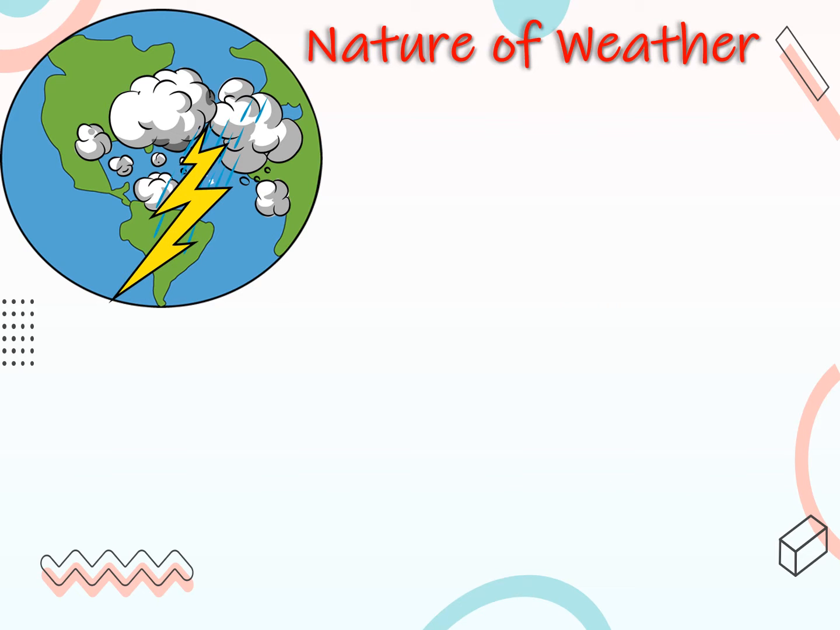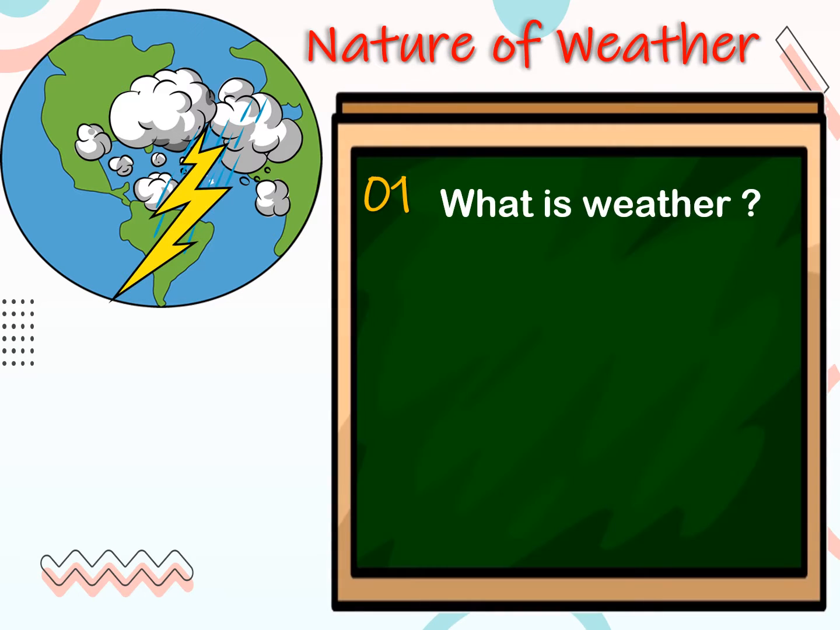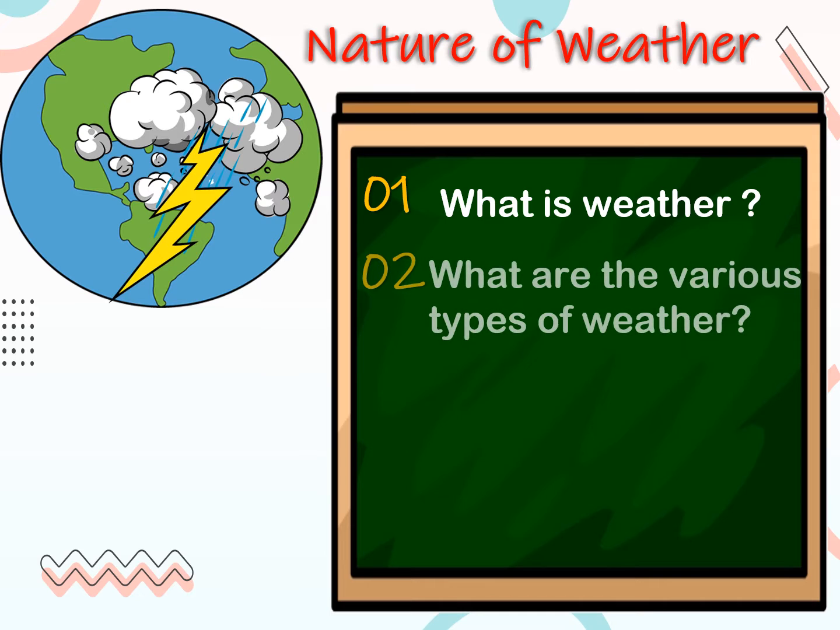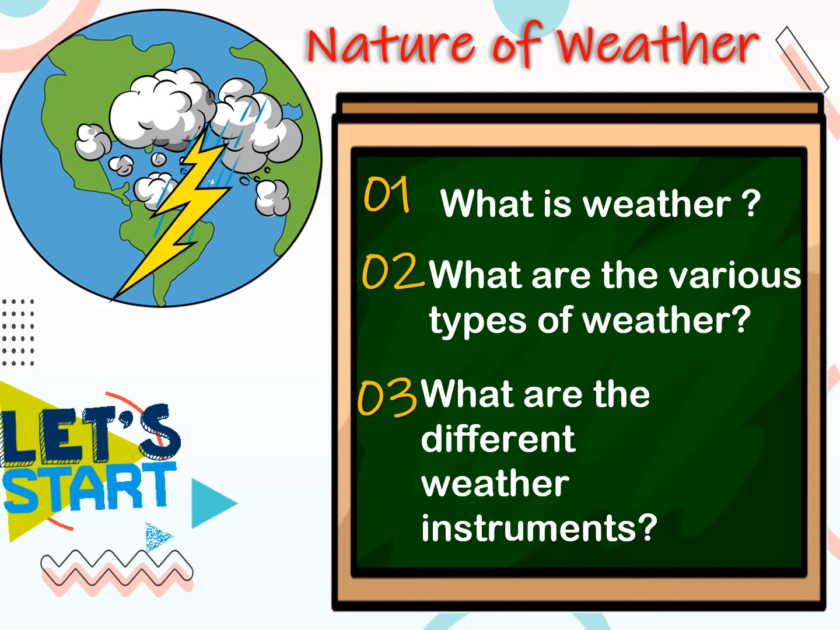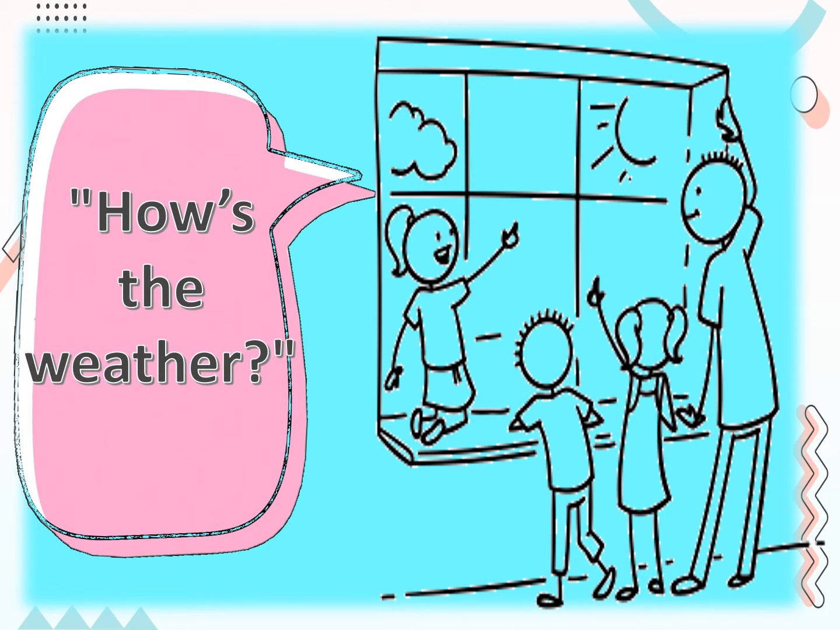On that note, let us look at the 3 essential questions. What is weather? What are the various types of weather? What are the different weather instruments? Right, so let us start. Okay, let me ask you something. Can you look at the window or can you go outside and look and see how's the weather? Is it sunny? Is it rainy? Or is it cloudy? So how's the weather? How is the weather?